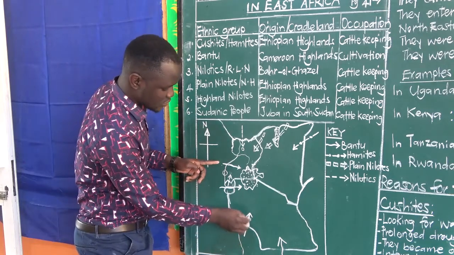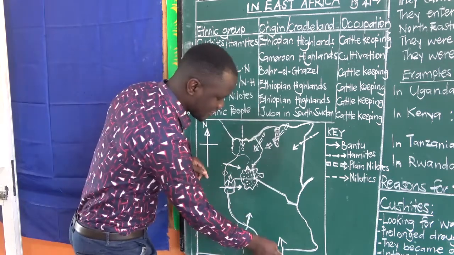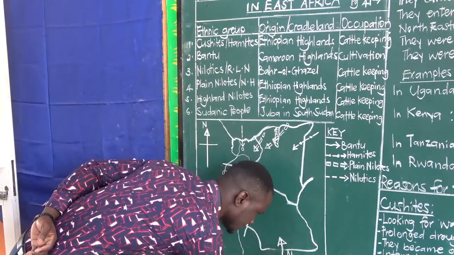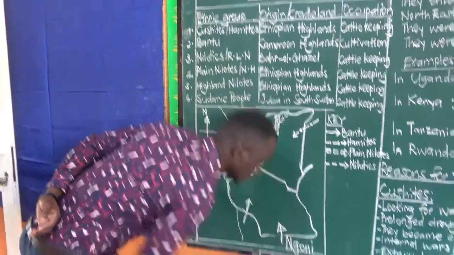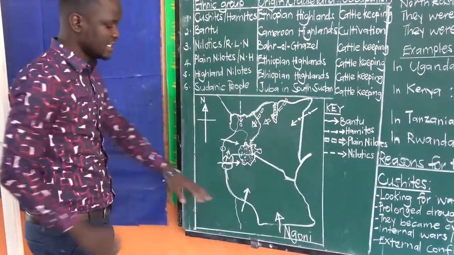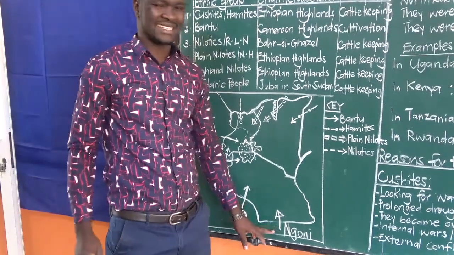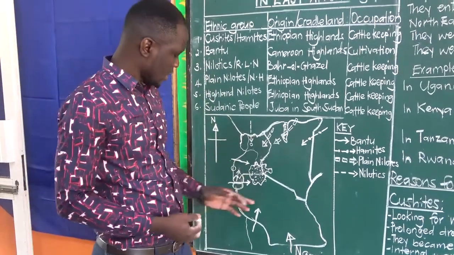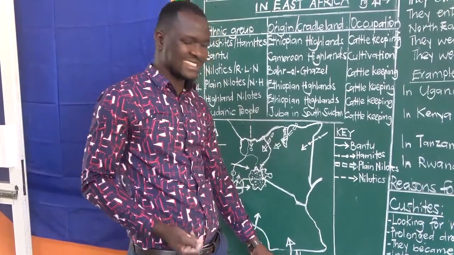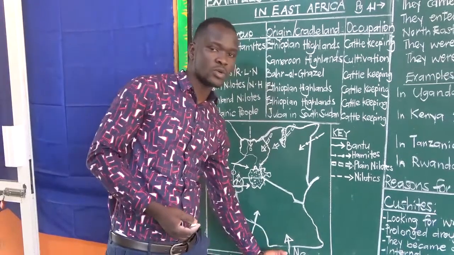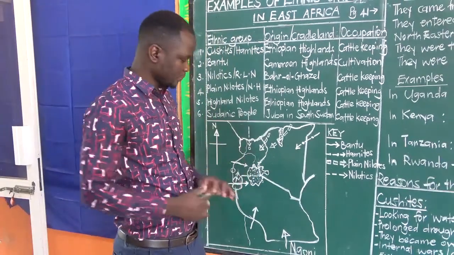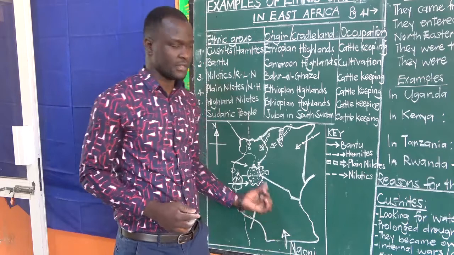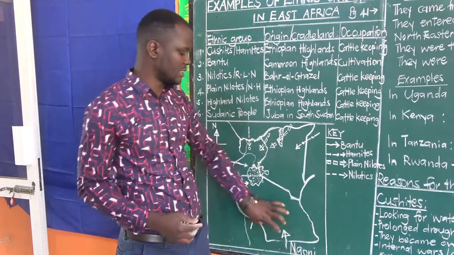We have other Bantu tribes entering from here, and then we have the other ones entering from the southern. These are the ones we call the Ngoni. In your book, you will find in your map, down there they are written Ngoni. So this was the last Bantu tribe. We shall be looking at that when we go and look at the Bantu detail. You will find that the Ngoni were the last group of the Bantu to enter East Africa, and they entered through the southern part of East Africa, that is through Tanzania, as we can see from the map.